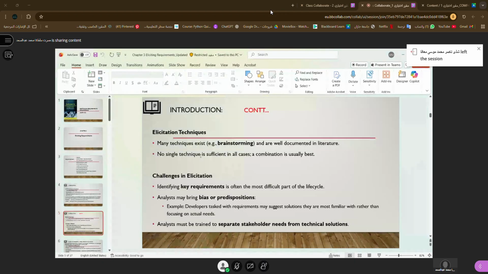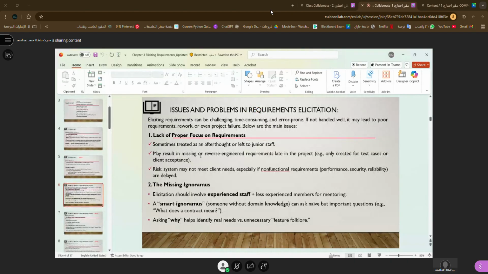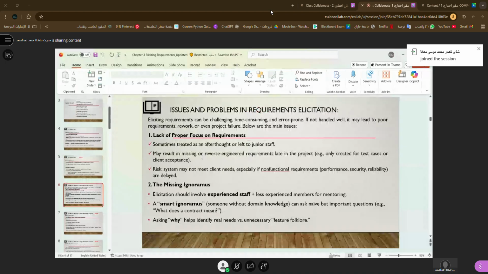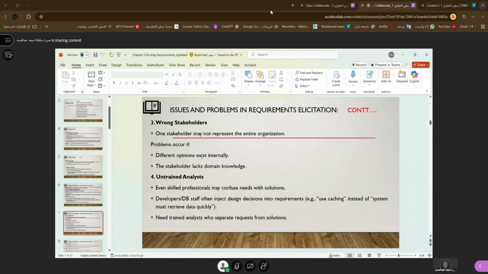Challenges in requirement elicitation. Okay, what are the challenges? This can also be given like a short. Challenges means you need to write these 3 points. Then next, issues and problems in requirement elicitation. Important question also.